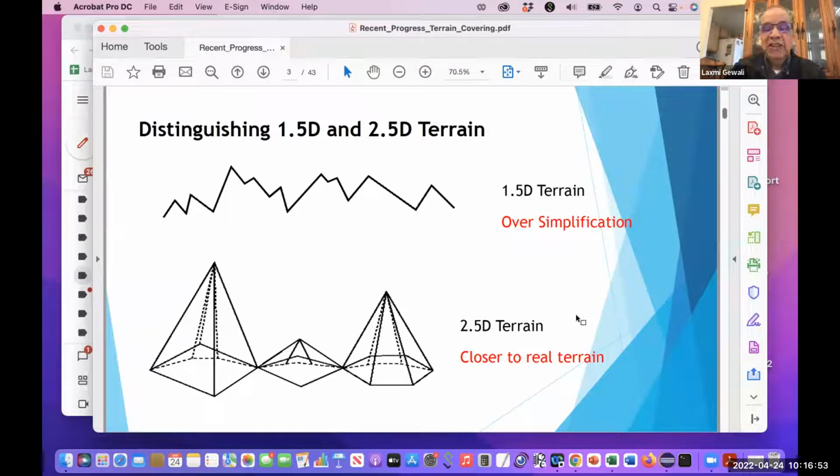We may be wondering, why are we saying 2.5D terrain? It is because as we go up in the mountain along the ridge or along the skyline, the visibility increases as we go up and up and up. That is why it is called 2.5D terrain. All right.